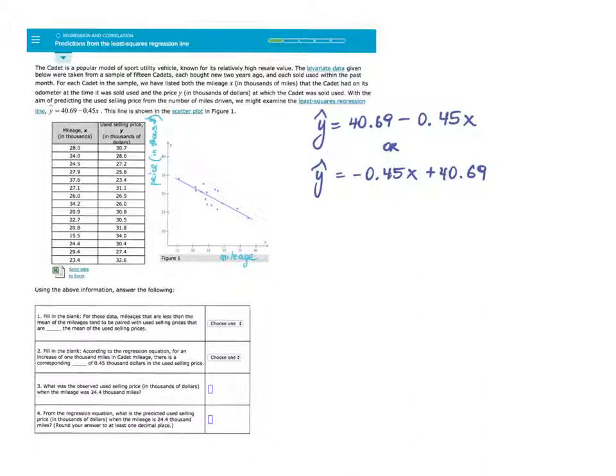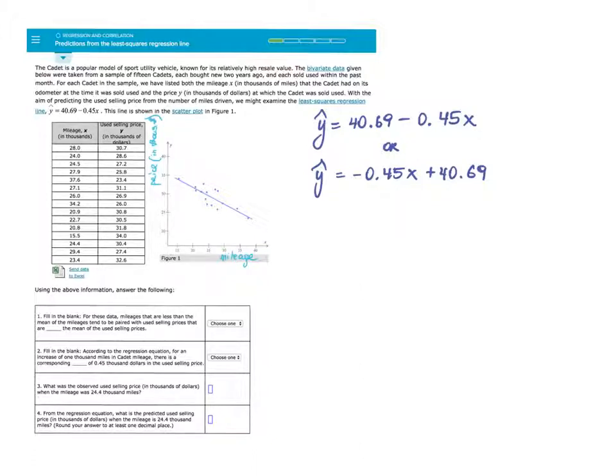For each cadet in the sample, we have listed both the mileage X in thousands of miles that the cadet had on its odometer at the time it was sold used, and the price Y in thousands of dollars at which the cadet was sold used. With the aim of predicting the used selling price from the number of miles driven, we might examine the least squares regression line y hat equals 40.69 minus 0.45 times x. This line is shown in the scatter plot in figure 1.